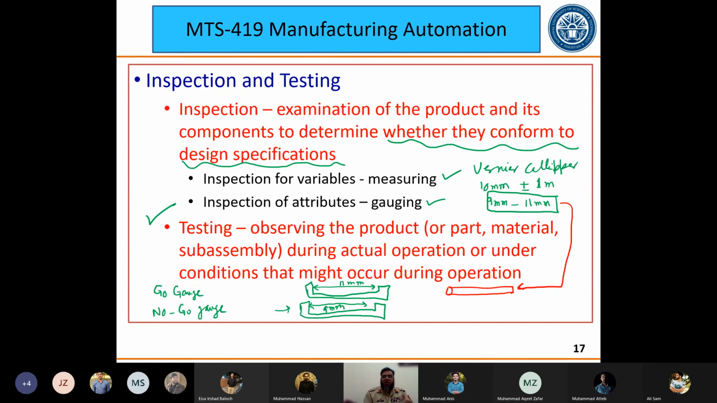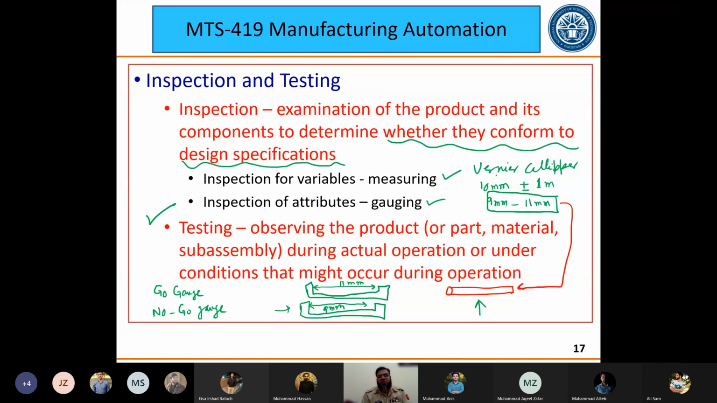So let us see, if you have a rod like this which is being manufactured, and it should conform to the dimensions between 10 millimeter to 9 millimeter. It should not be more than 10 millimeter and should not be less than 9 millimeter. So either you use the vernier caliper to gauge it, but all the time you have to apply the vernier caliper, then read the reading.